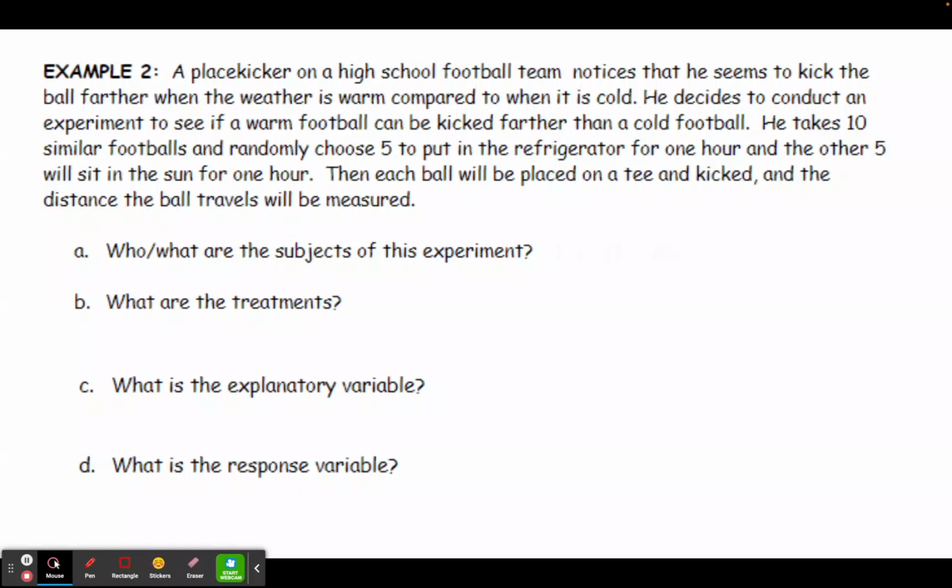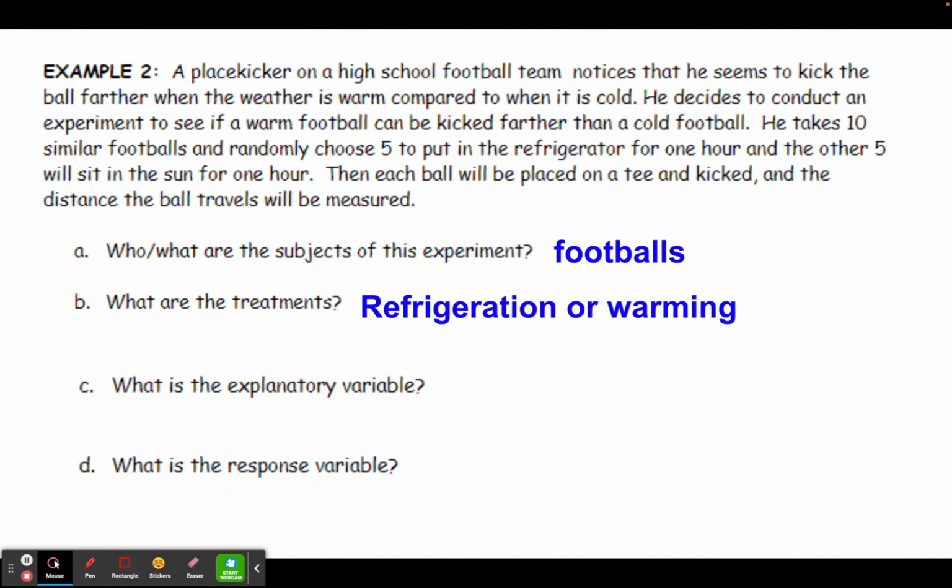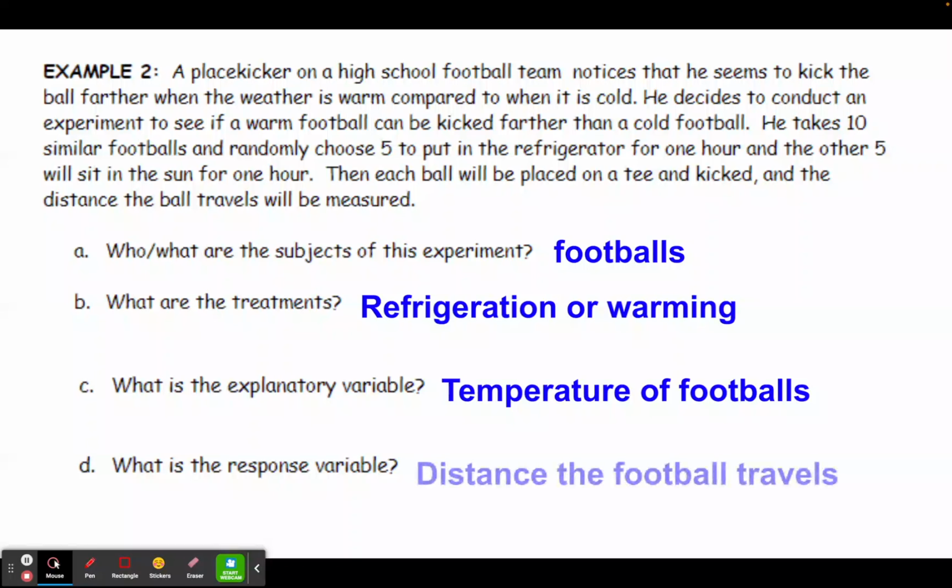In this case, the subjects of the experiment are the footballs, because that is what is being deliberately changed in the experiment. He's changing the temperature of the football, so the football is the subject. The treatments would be either refrigeration or warming. The explanatory variable is the temperature of the footballs, because that is what the place kicker is deliberately changing. And what he's measuring is the distance the football travels.